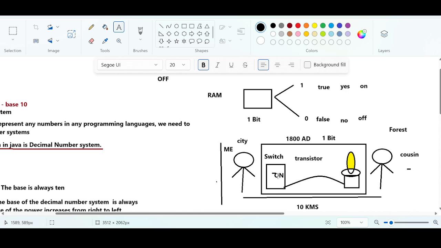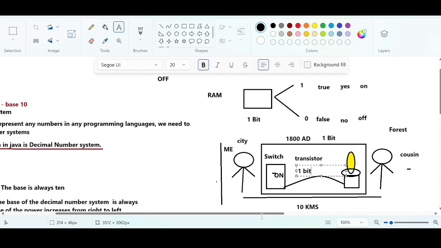What are they? You can use either 0 or 1, or you can turn it on or turn it off. Is there any possibility apart from these two messages? One switch can convey two messages, one at a time, turning it on, turning it off. This is the one bit representation in any programming language. With one bit of memory, you can store either true or false.